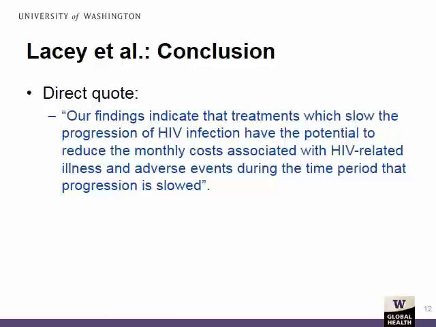Having done this cost consequence analysis, the conclusion of Lacey et al., and this is a direct quote, was that "our findings indicate that treatments which slow the progression of HIV infection have the potential to reduce the monthly costs associated with HIV-related illness and adverse events during the time period that progression is slowed." So they didn't try to say that intervention A was more cost effective than intervention B. That conclusion is left to the decision makers to make.